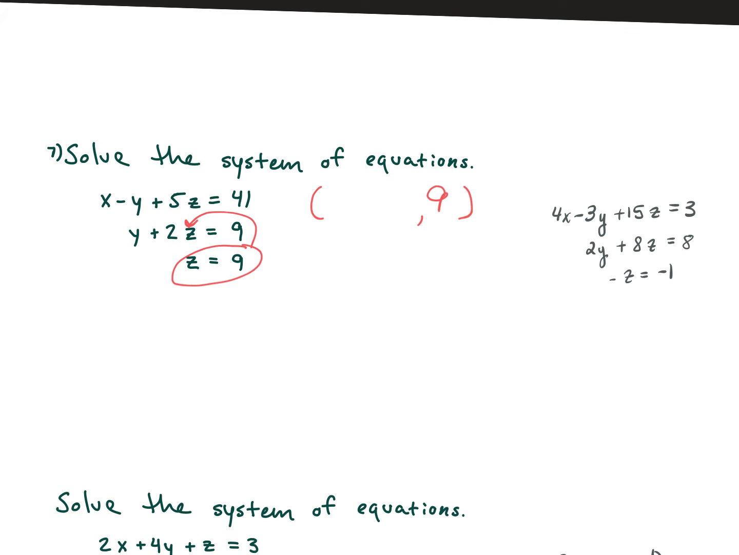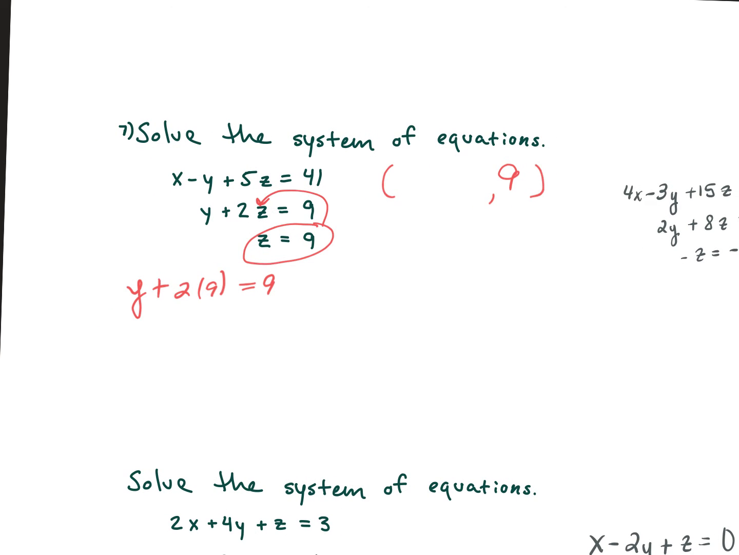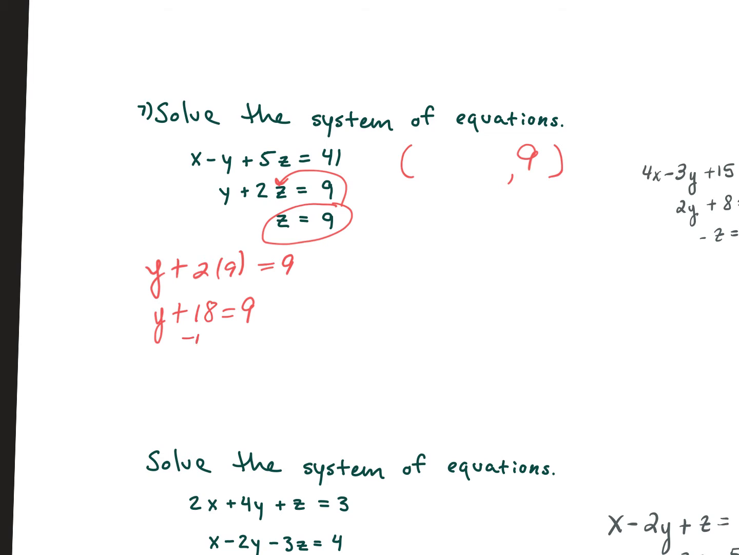So when I do that, I'm going to take the second equation. I have y plus 2 times 9 equals 9. Does anybody have any questions about that? We're okay? Okay, so now let's just simplify. Y plus 2 times 9 is 18 equals 9. We're going to subtract 18 from both sides. And you get y equals what number? Negative 9. Very good. So that's going to be my y value here, negative 9.